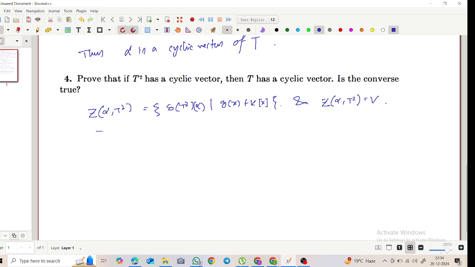Now what is Z(alpha; T)? This is nothing but g(T) alpha such that g(x) belongs to K[x], right?